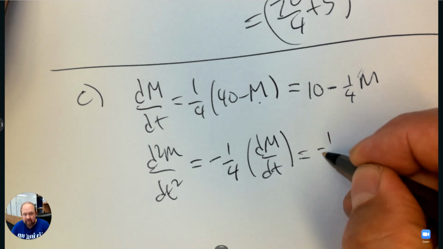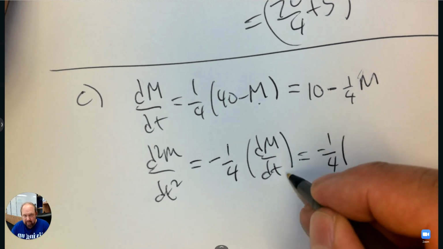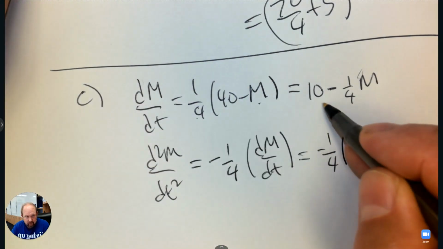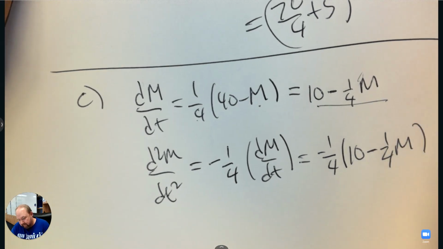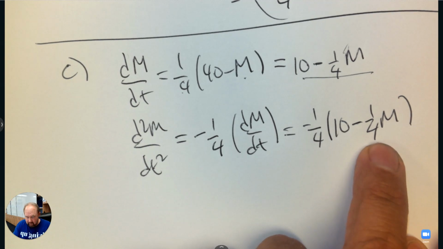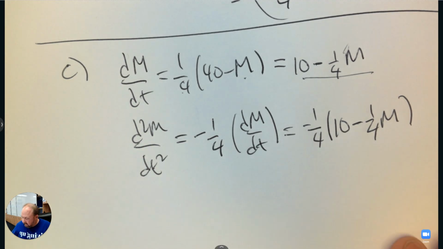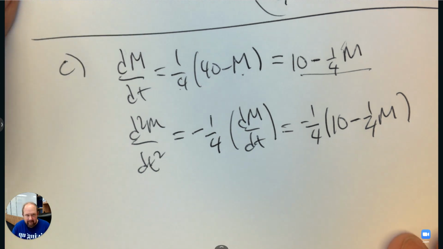So that means that I replace dm by dt with what it's equal to, which is right here, 10 minus 1/4 m, and that is the second derivative. Then it says, is it an over or underestimate at m at 2?